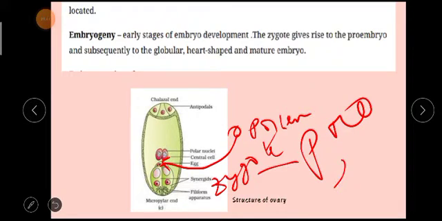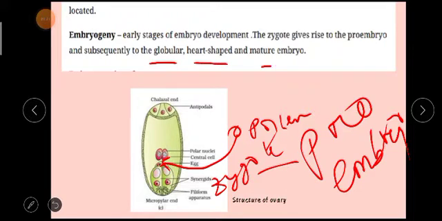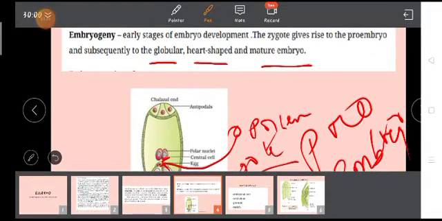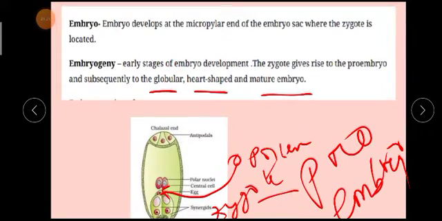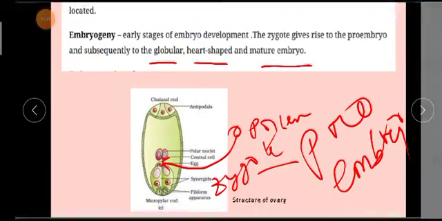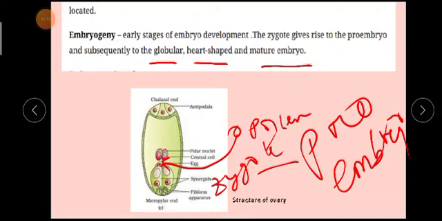It is not mature. It gives rise to a pro-embryo, and when this pro-embryo becomes mature, it becomes a globular, heart-shaped mature embryo. The embryo becomes heart-shaped when it becomes mature, and when it is not mature, it is called a pro-embryo, and it becomes globular as well when it matures. So these stages of embryo development are called embryogeny.